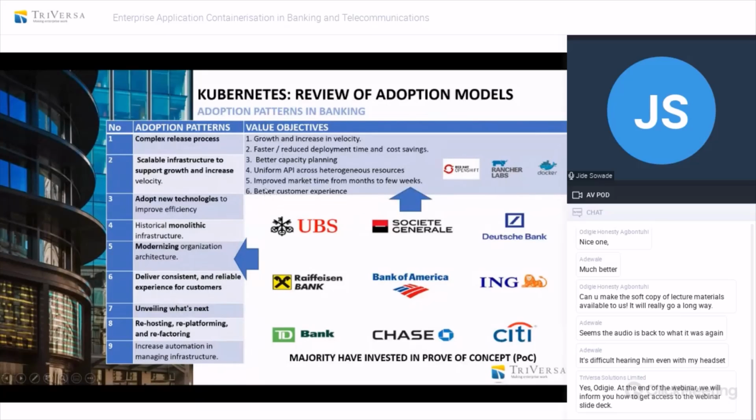And the value they're looking to achieve from those kinds of adoption patterns is really around these six things here: growth and increasing velocity, better capacity planning, improved time to market from months to weeks, and of course, better customer experience. It's one thing to say to customers that yes, we're going to launch an application, but if it's taking you 2 months to launch the application and the application is falling over because it's not been well put together, then you're not getting the value you need. So Kubernetes and enterprise containerization really tries to ensure that you get this kind of value going forward in banking.